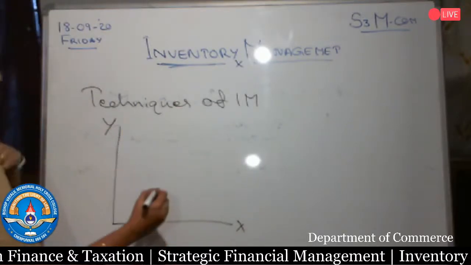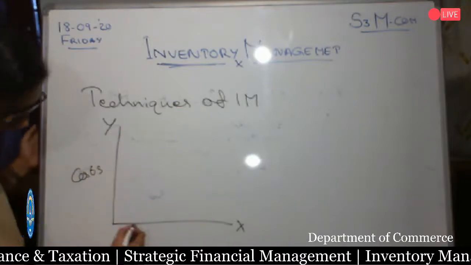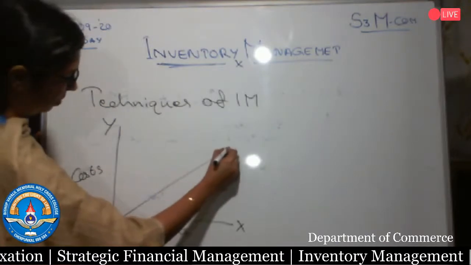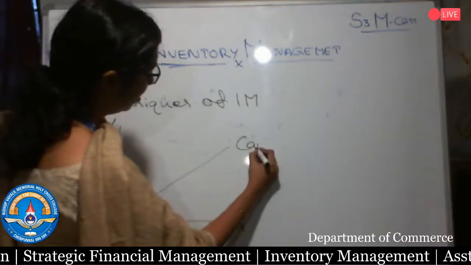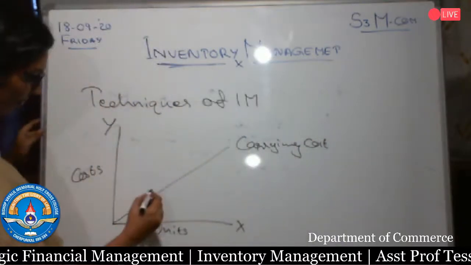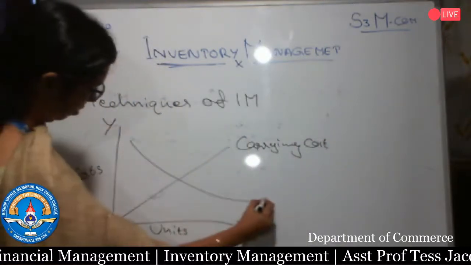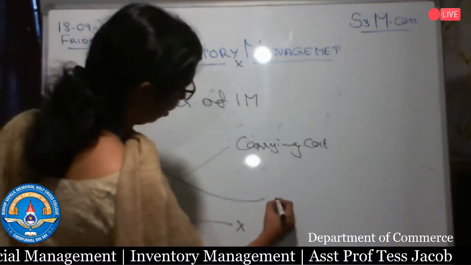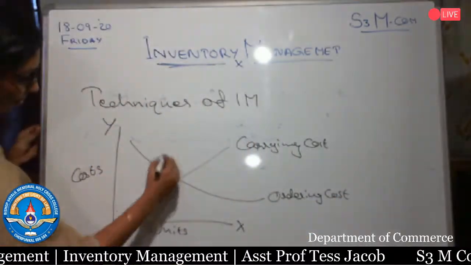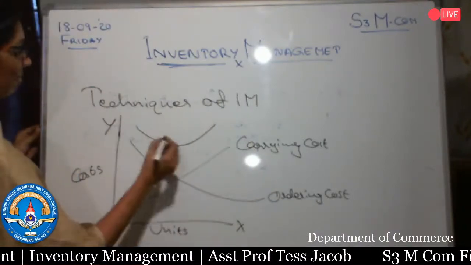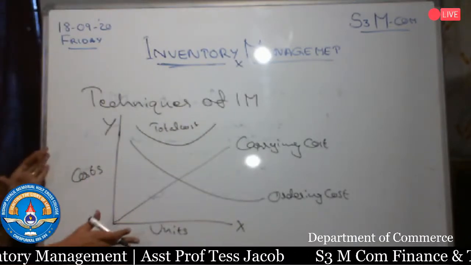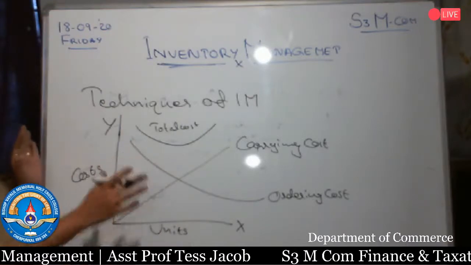This is the x-axis, y-axis, and this is cost, then units. This line denotes carrying cost, then this line denotes ordering cost, and suppose this is total cost. This is to graphically represent the economic ordering quantity.